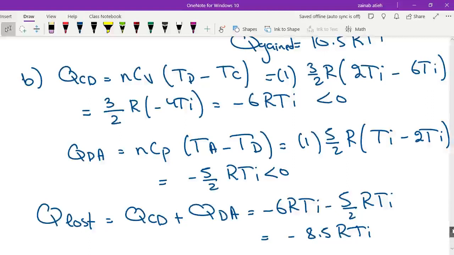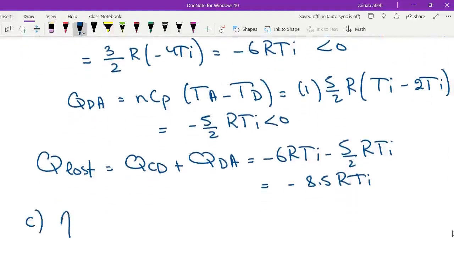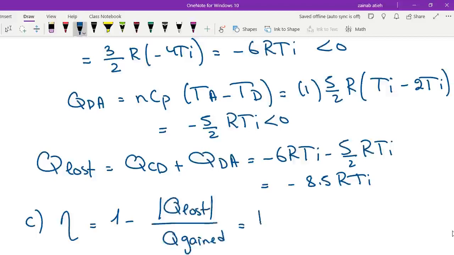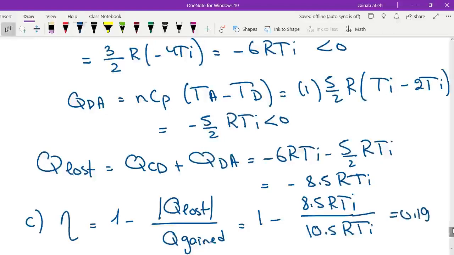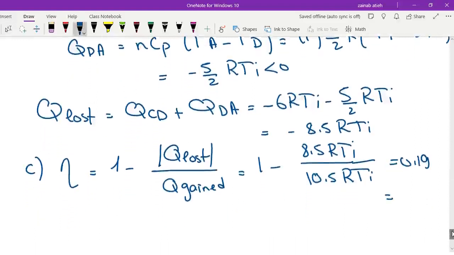Now in part C, he told me to find eta. Okay, the eta for this cycle, the efficiency of this cycle, the simplest way is to calculate 1 minus the absolute value of Q lost over Q gained, because I have already calculated Q lost and Q gained. So this is the easiest method. 1 minus 8.5 RTI. I've removed the minus sign and I'm taking the absolute value. So it will give me 8.5 over the Q gained, which was 10.5 RTI. RTI with RTI are cancelled, and you will get our eta to be 0.19. By the way, the eta can be written as a percentage value. You can write it this way, multiplied by 100, so you'll get 19%. Okay, no problem. For sure, here I've cancelled RTI with RTI.